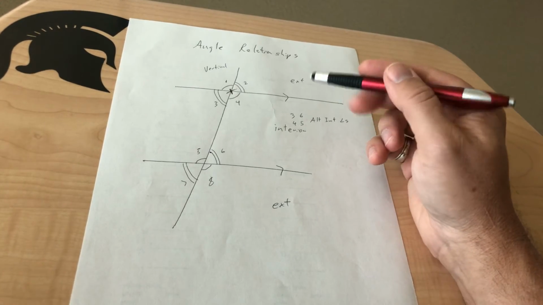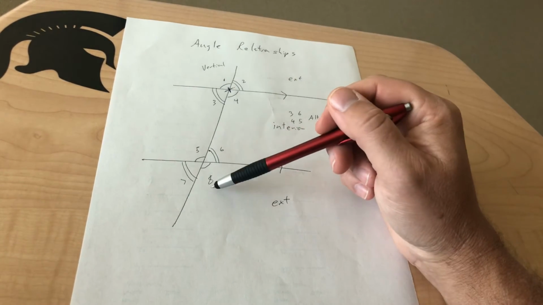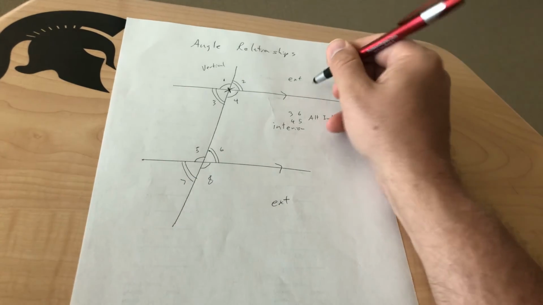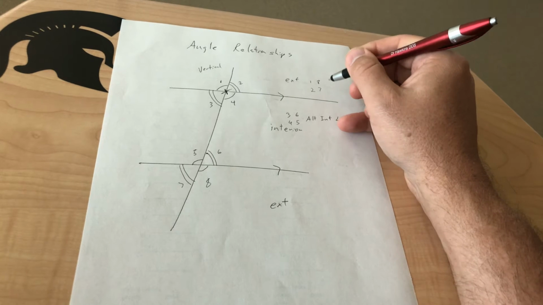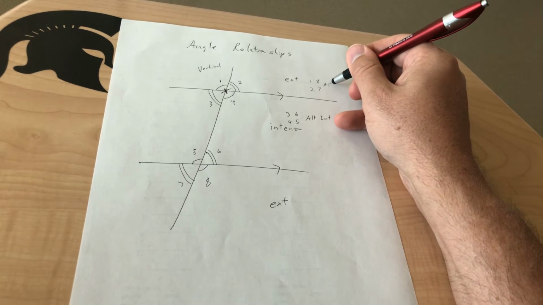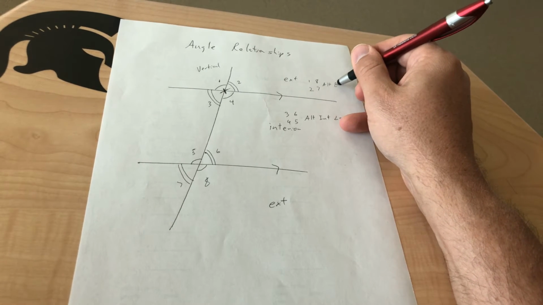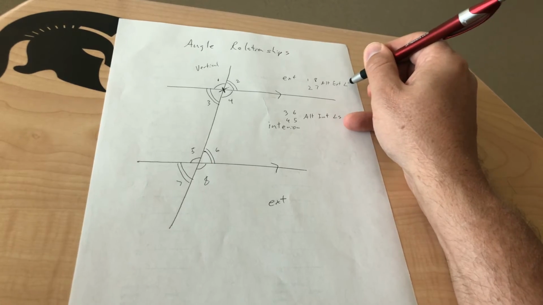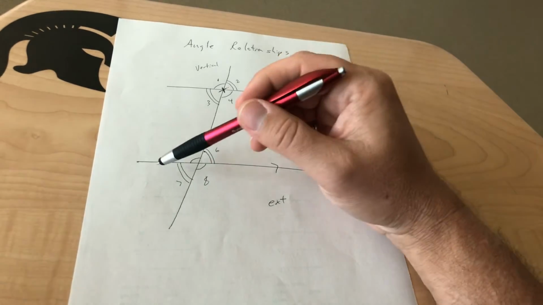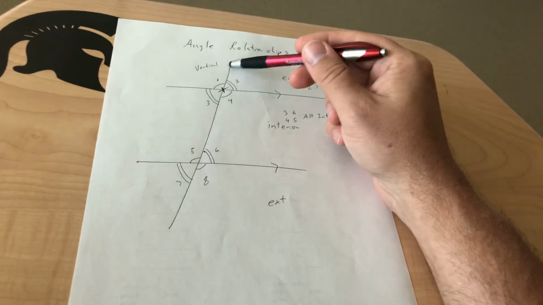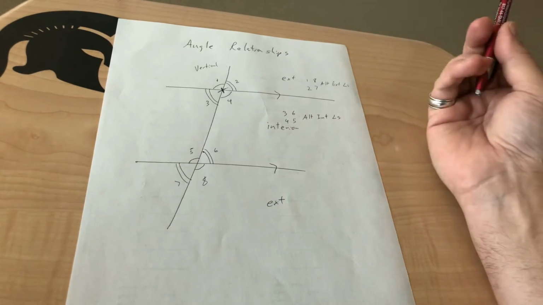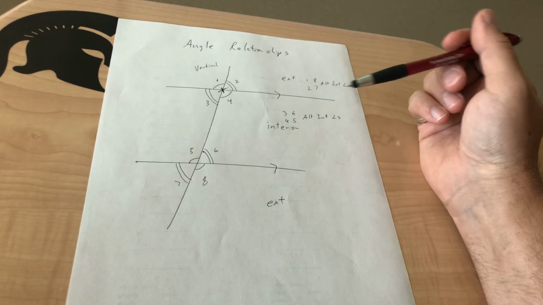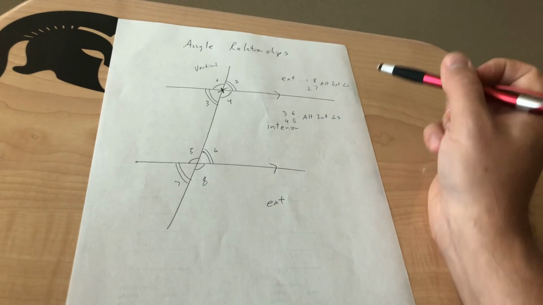When we have angles like 1 and 8 or 2 and 7, those are what we call alternate exterior angles. So they alternate the side of that transversal. This is our transversal. They alternate the side of that transversal, and they are going to be congruent. So we've got all of those set up.